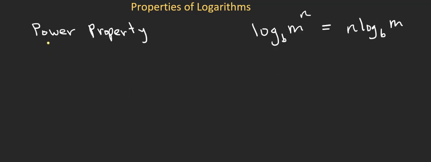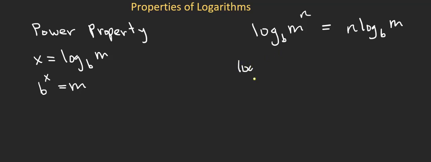The last property we need to talk about is the power property, which states that log base b of m to the n power. Now remember, you're only raising m to the n, not the whole thing, to the n power. That equals n times log base b of m. So again, let x equal log base b of m. Changing it to exponential, you get b to the x equals m.